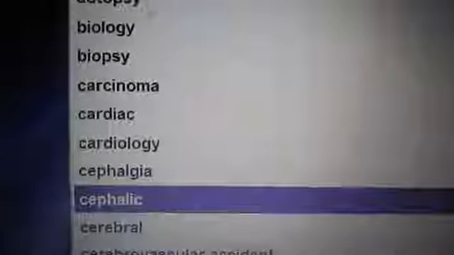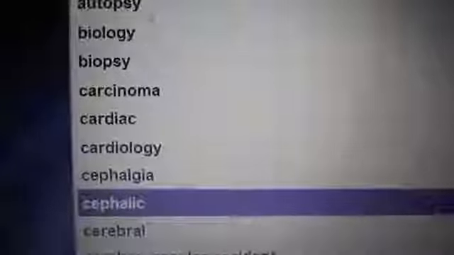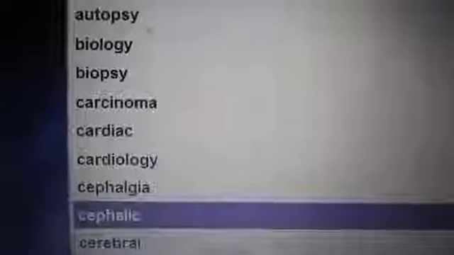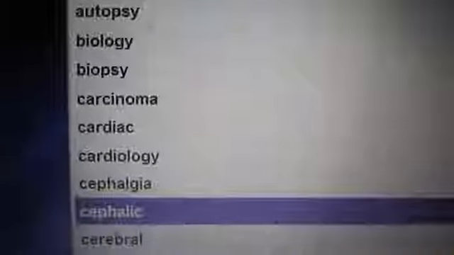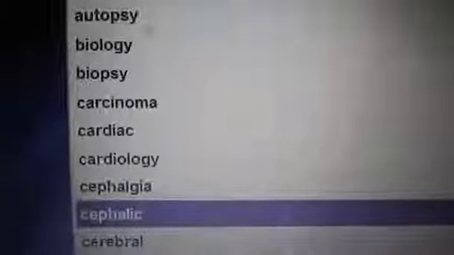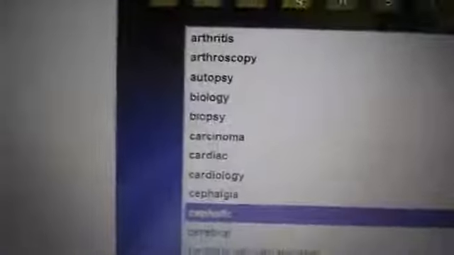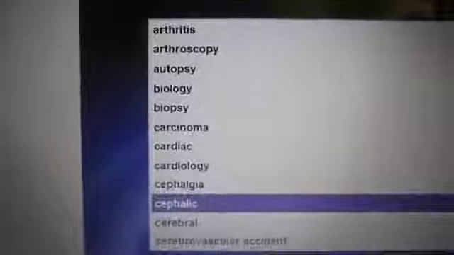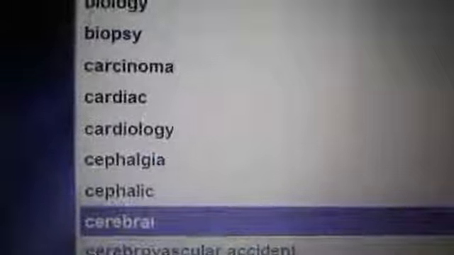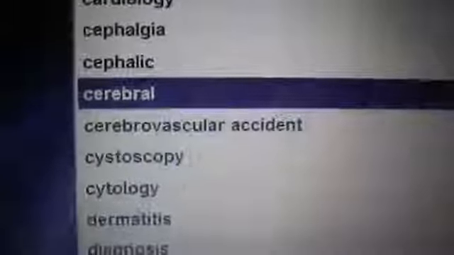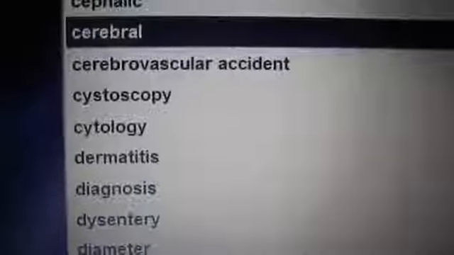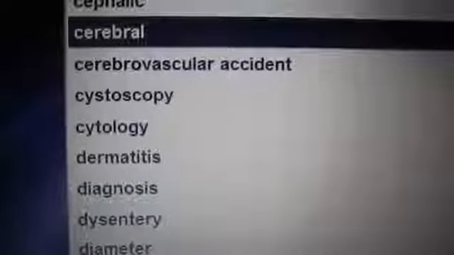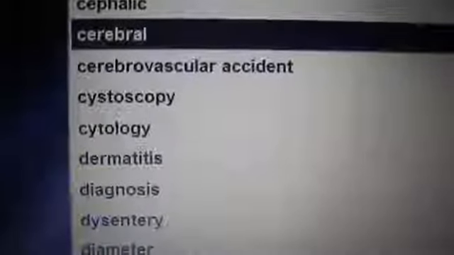Cephalic. The suffix IC means pertaining to. The combining form cephalo, C-E-P-H-A-L-O, means head. Cephalic is pertaining to the head. Often, infants are born with a cephalic presentation, that is, head first. Cerebral. The suffix al means pertaining to. Cerebral pertains to the cerebrum, the largest part of the brain. The cerebrum controls many bodily functions such as sensations, speech, voluntary movements, memory, and thinking.